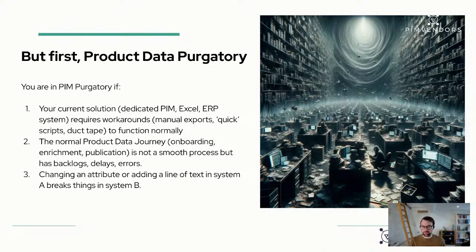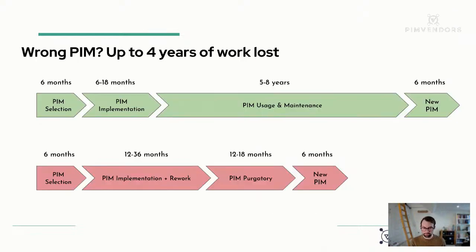And then, of course, managing a static database is great, but if changing an attribute or adding a text somewhere or updating the SEO description will break things, if you do the updates in system A and you have to manually update it in all the other systems, so system B, system C, D, and E, all that manual work, you might recognize that. Well, if you do, you could be in PIM purgatory. So how to prevent that?